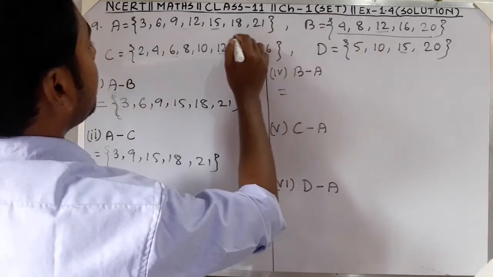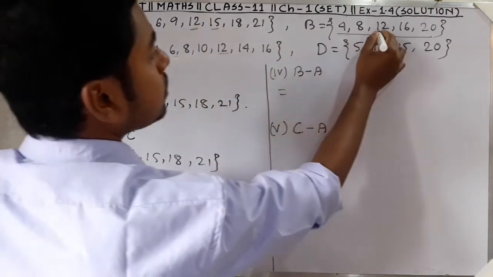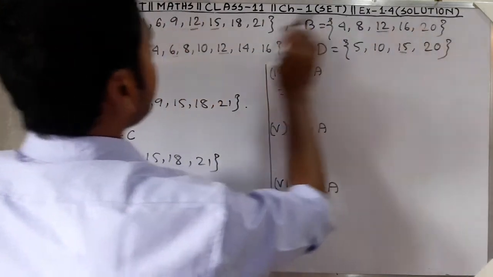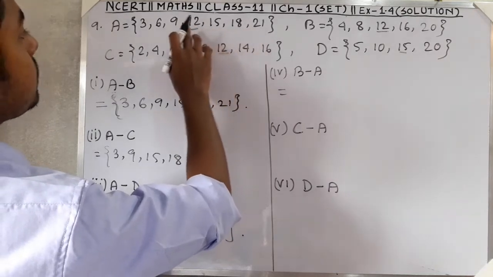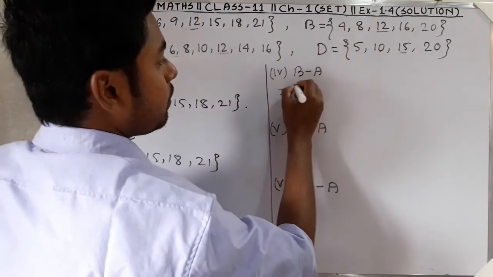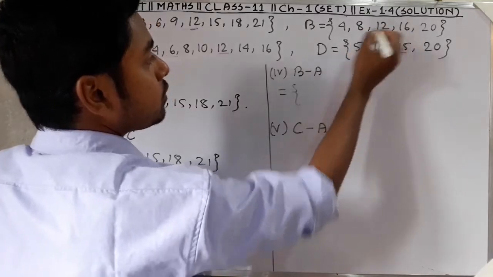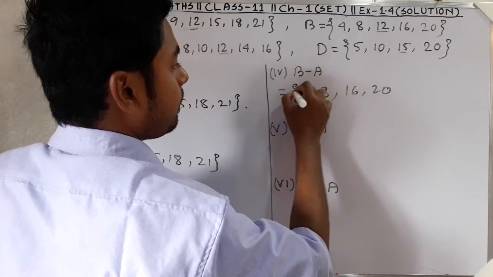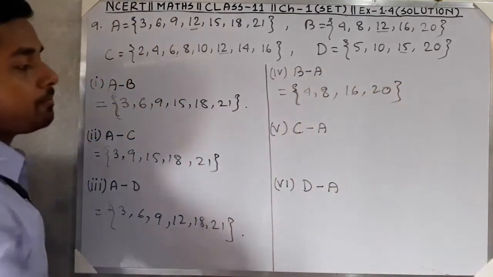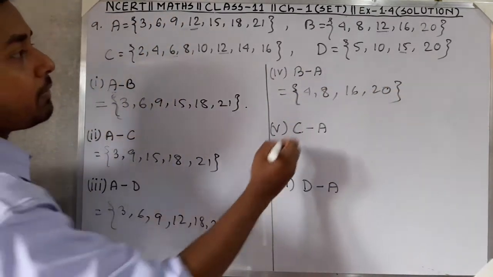12, okay. Then 15, no, 16, 21, no, only 12. So we have to take all the elements of B except 12: 4, 8, 16, 12. Clear? 5. C minus A.